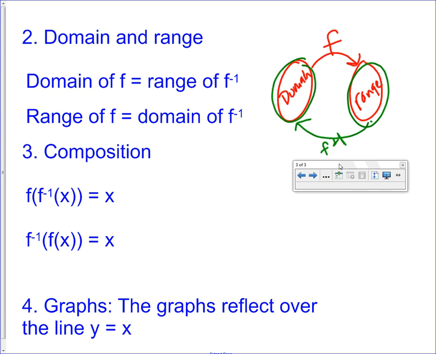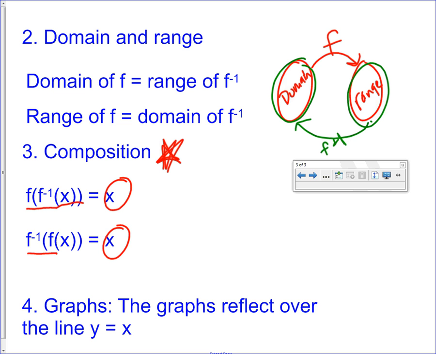Okay, the most important property is this composition property. You're going to have to use this composition property to verify inverses on your test. This property says that if you do the composition f of f inverse of x, it will equal a single x. No other numbers, no other symbols. Likewise, if you do f inverse of f, so the order doesn't matter, you'll still end up with x.